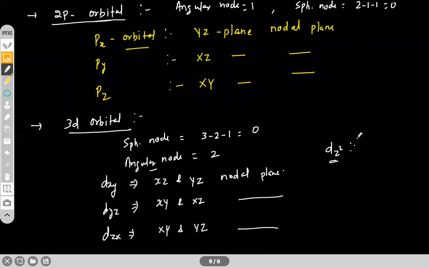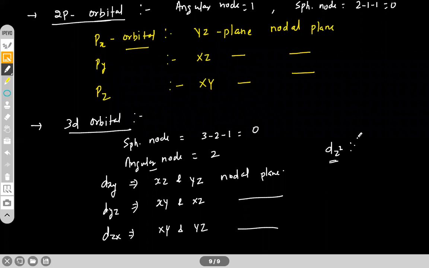Okay. For dz square, there is no nodal plane. The angular nodes of the dz square orbital are cones. It is in the shape of a cone. That is one thing you must take care of. The dz square orbital has no nodal plane, but it has nodal cones. It's not a plane, it's a cone. So this is the one thing that you must remember about the dz square orbital. They have asked this in the exam.